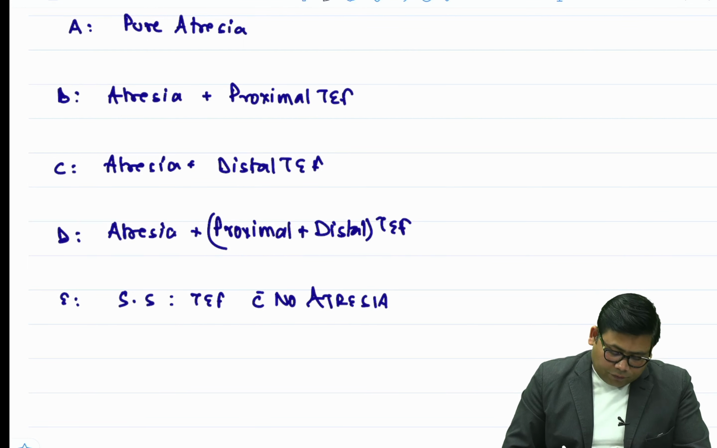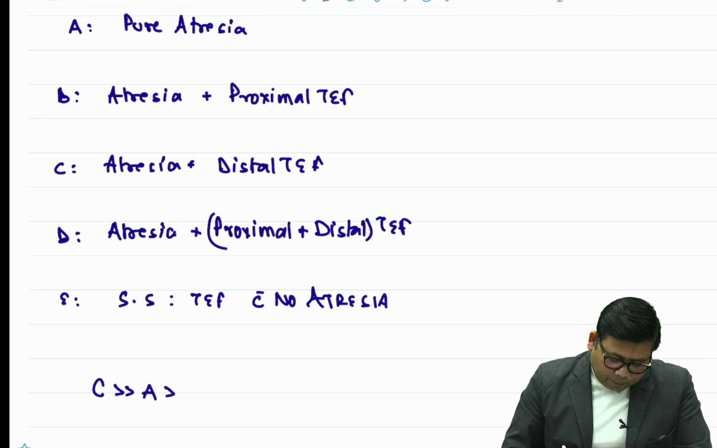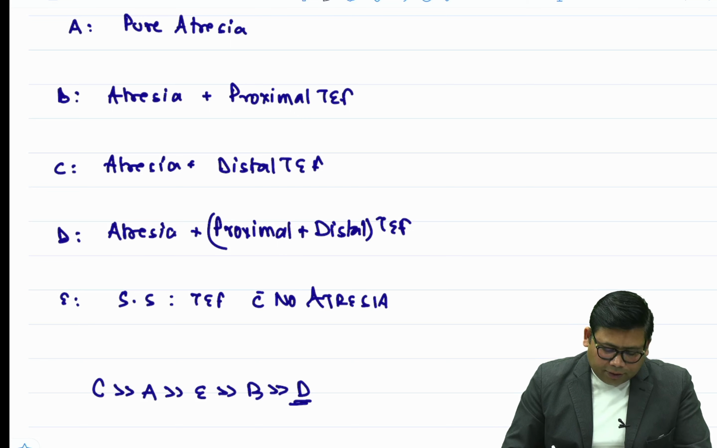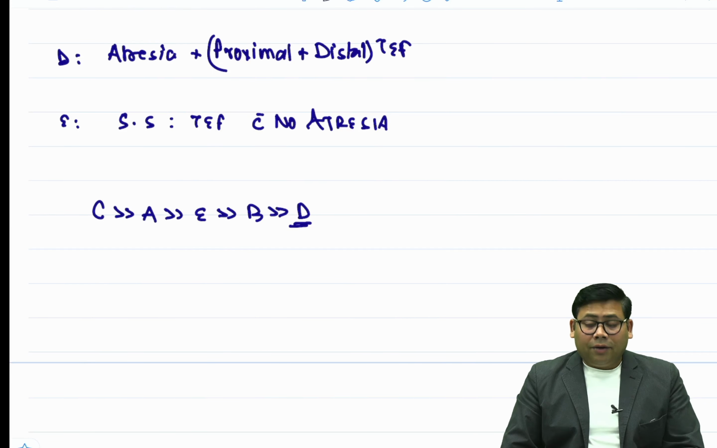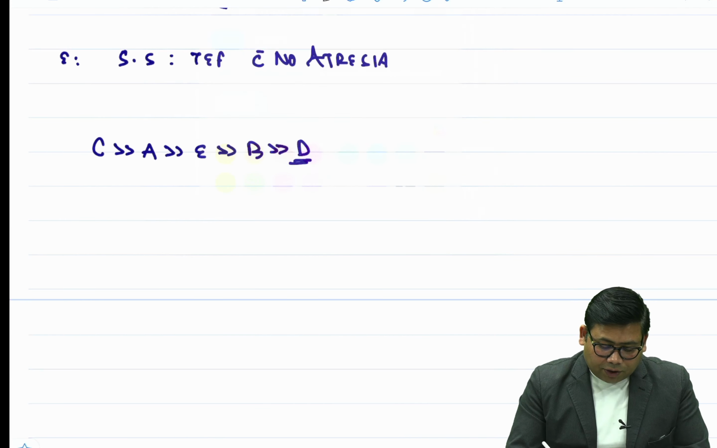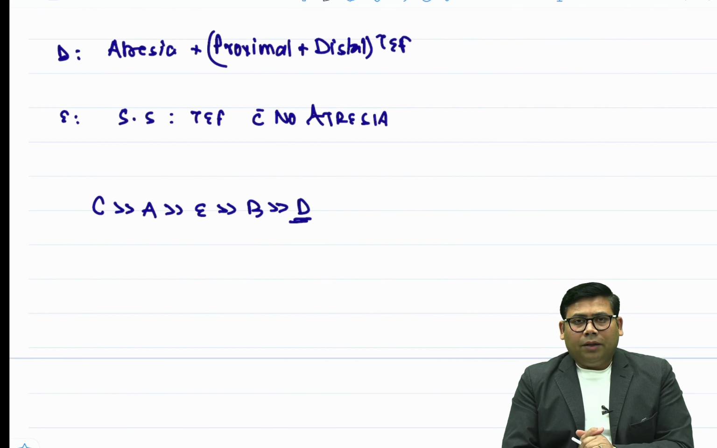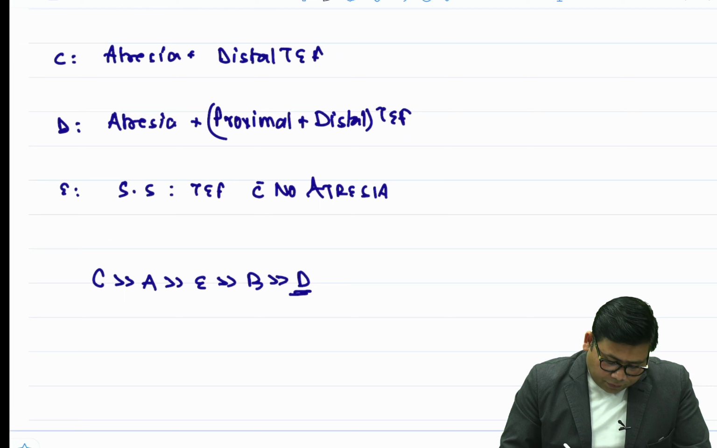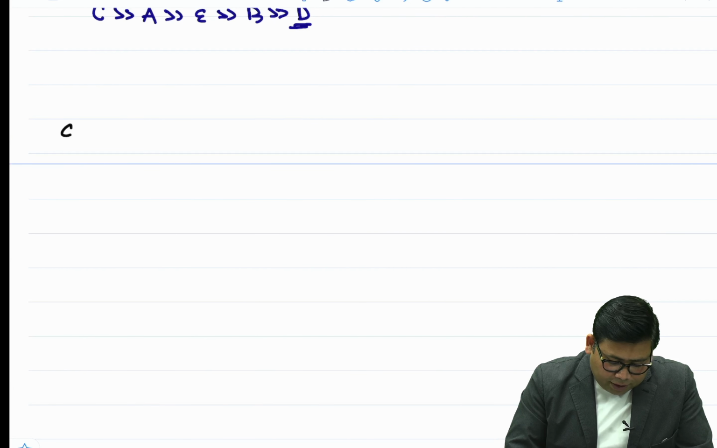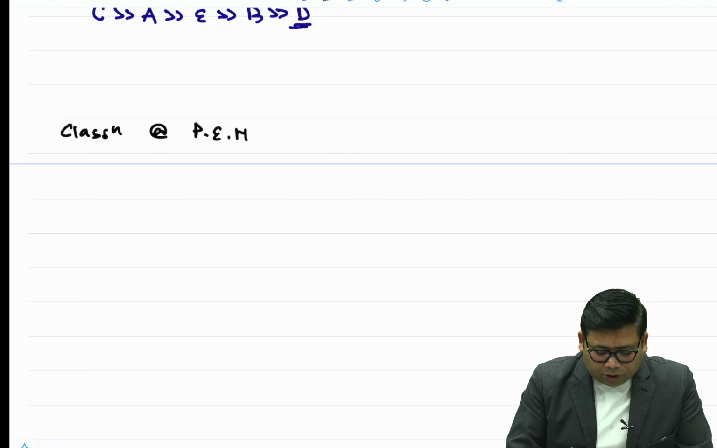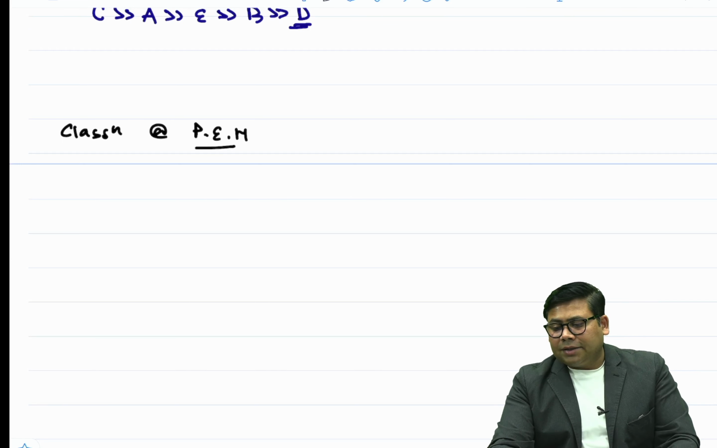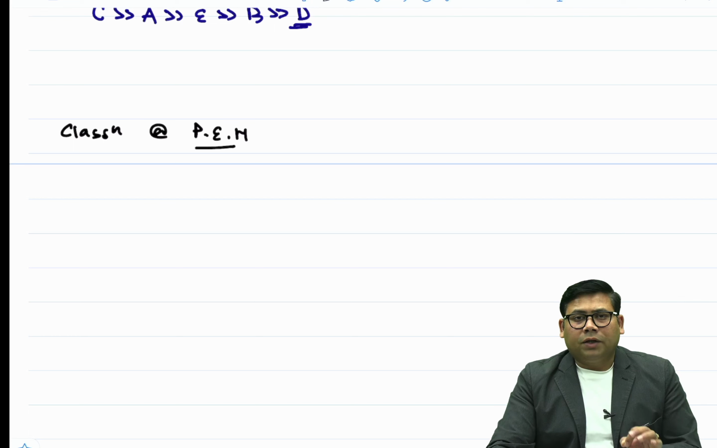Order of incidence, if we talk about type C greater than type A, greater than type E, greater than type B, and D is the rarest type. So this is one classification that we need to know about esophageal atresia. Then when we go to the next classification, we have a classification for PEH. So when we talk about the classification of PEH, you must be thinking what is PEH? PEH is nothing but paraesophageal hernia.